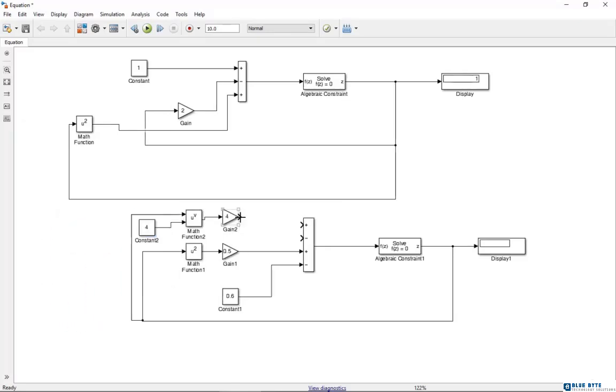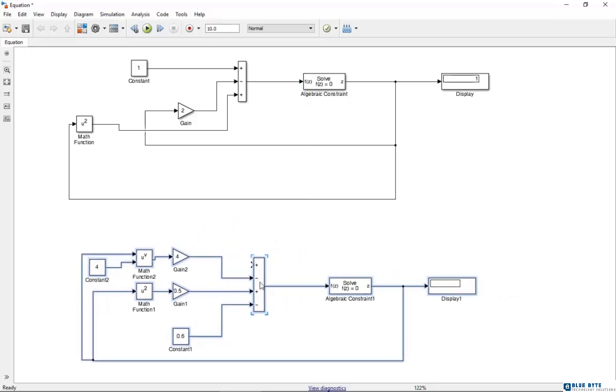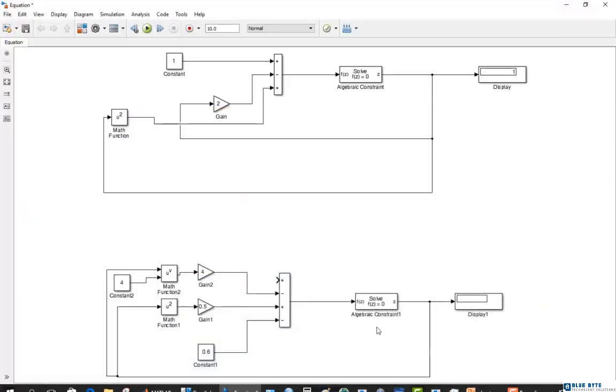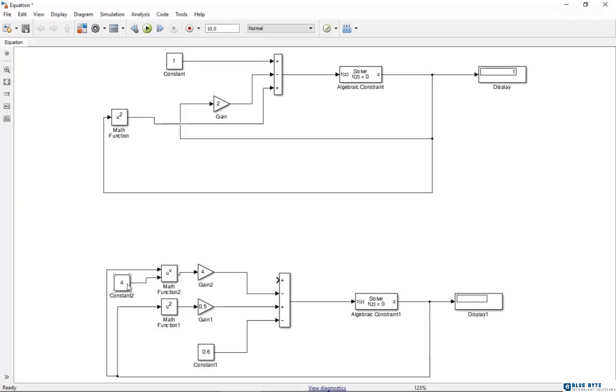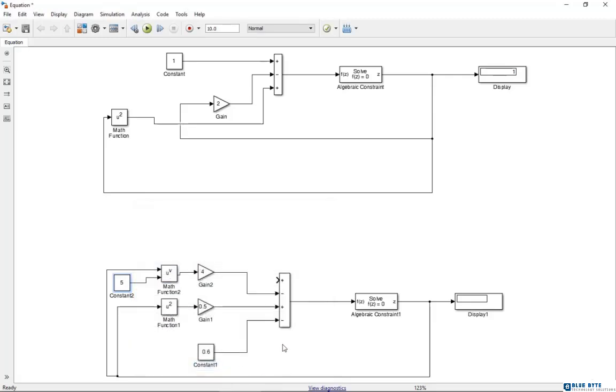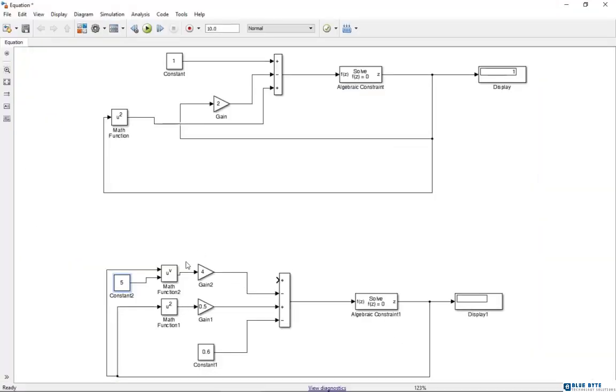We use signal x for the u. Because the operator is negative, we connect it to the negative. Now I should generate the 4x to the power 5, so here I should change it to 5. Now I should design 2x to the power 6. I copy from these 3 blocks.